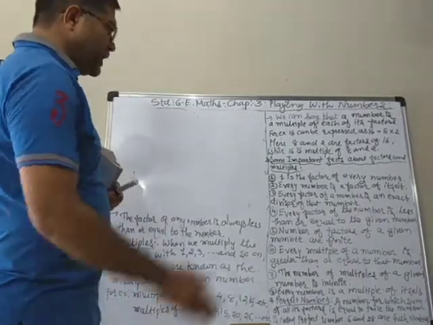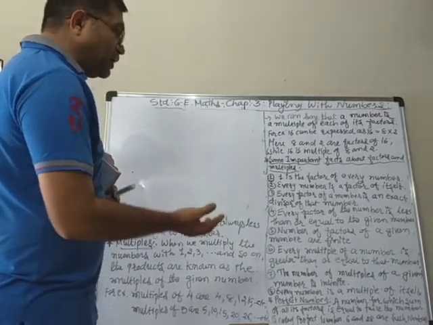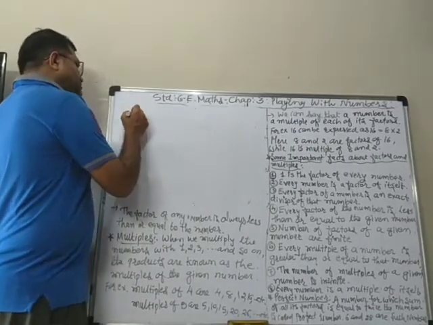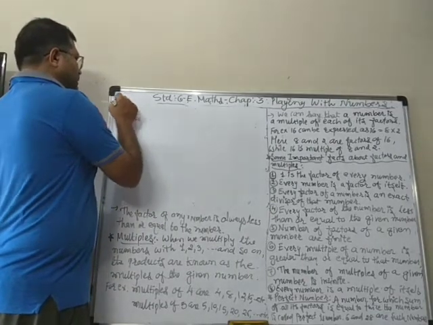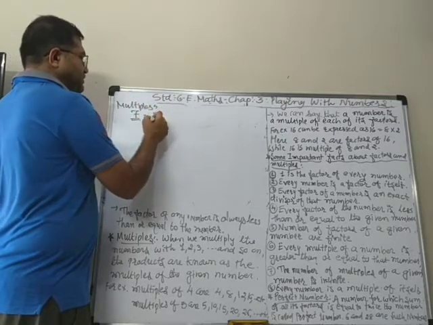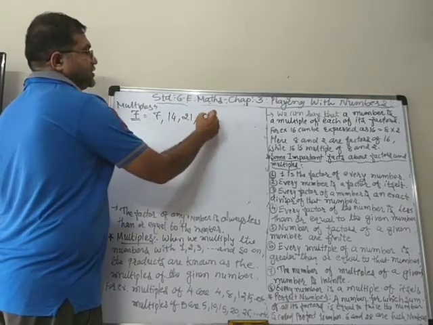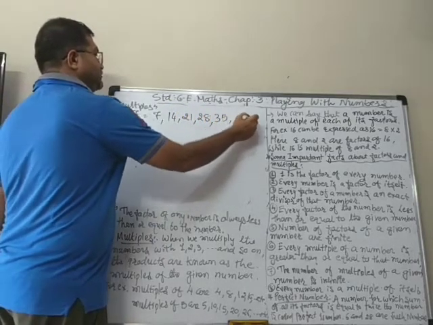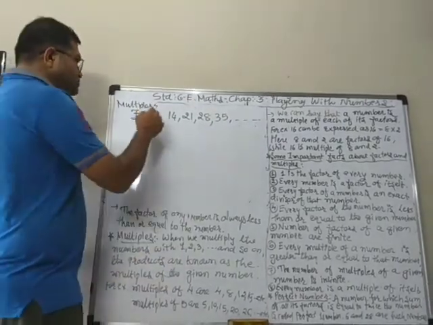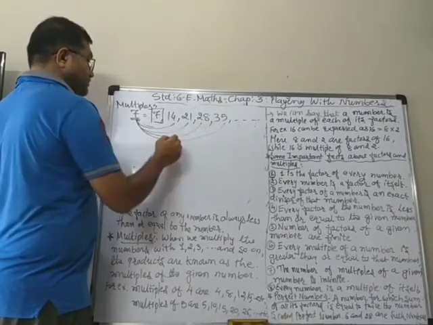Then the next one: every multiple of a number is greater than or equal to that number. Suppose we write down the multiples of, say, 7. Multiples of 7 are 7 ones are 7, 7 twos are 14, 7 threes are 21, 7 fours are 28, 7 fives are 35, and so on. It means that either it is equal to 7 or all the others are greater than 7.